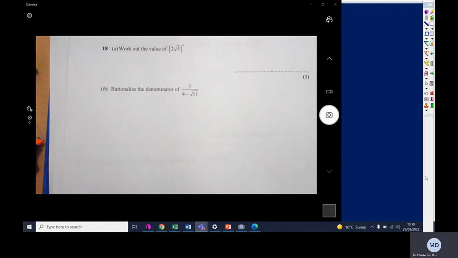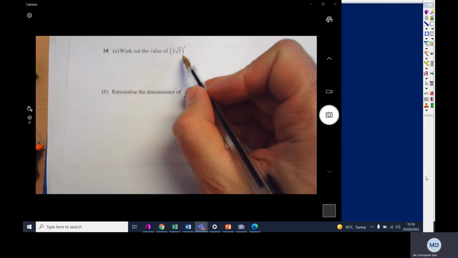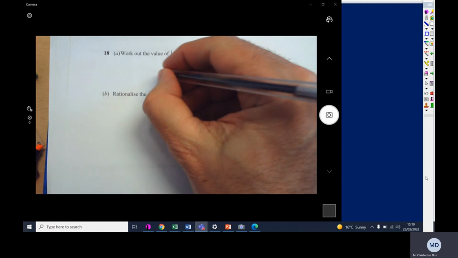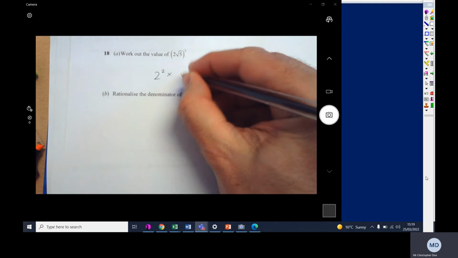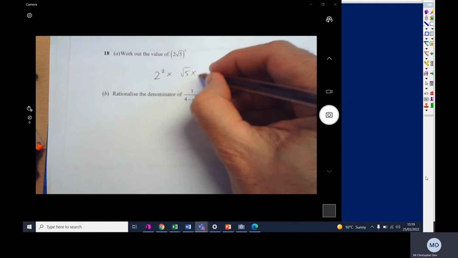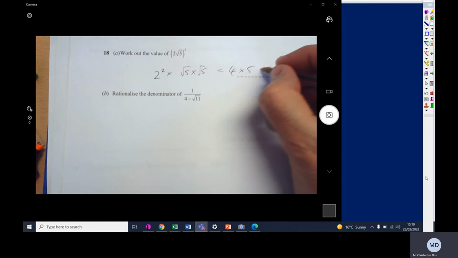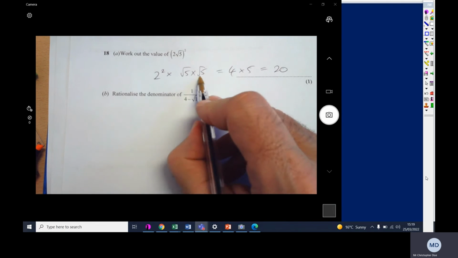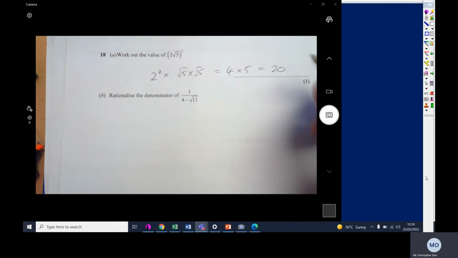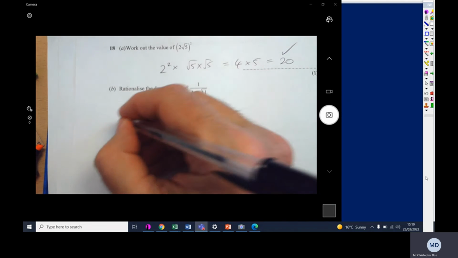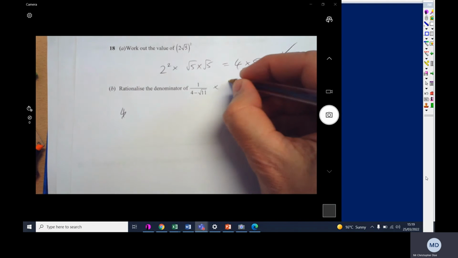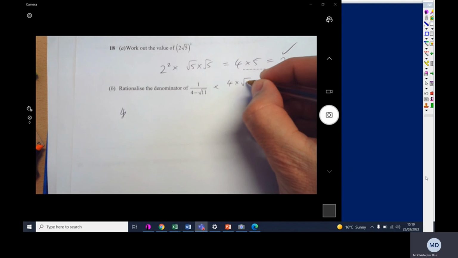Okay, number 18, I'm squaring a third. So when I'm doing that, I'm doing 2 squared times root 5 times itself, which is 4 times 5, which is 20. Don't forget, root 5 times itself is 5. 1 mark for 20. Okay, this one here, you would multiply top and bottom by 4 plus root 11.